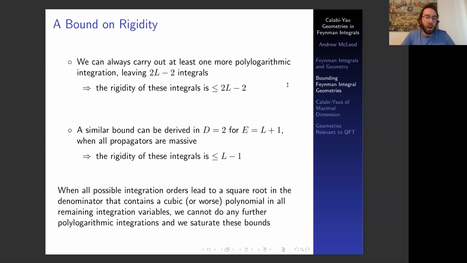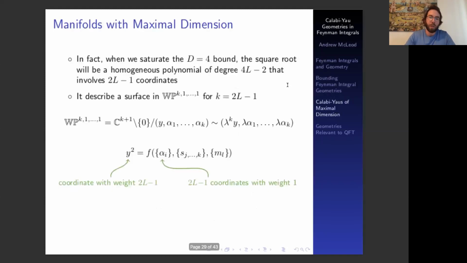So when all possible integration orders lead to a square root in the denominator that is cubic or worse in all remaining integration variables and doesn't have repeated roots, for instance, we cannot do any further polylogarithmic integrations and we saturate these bounds. When I say different integration orders, I just mean different choices for which Feynman parameter I'm integrating out at any step.